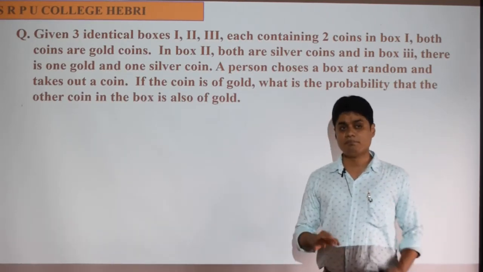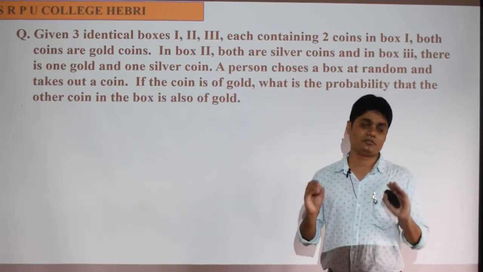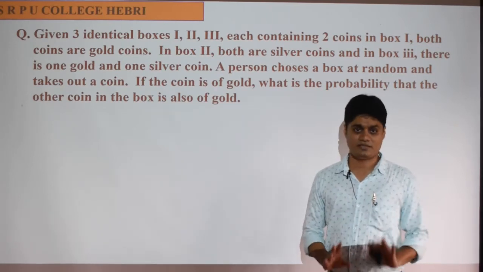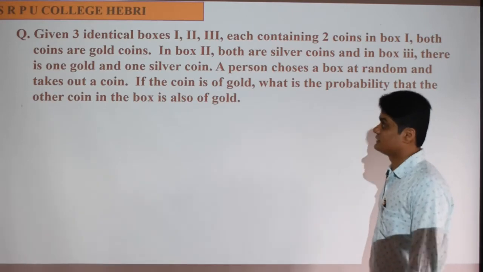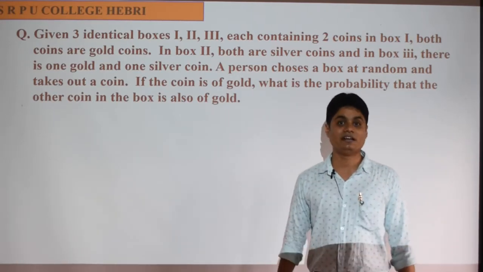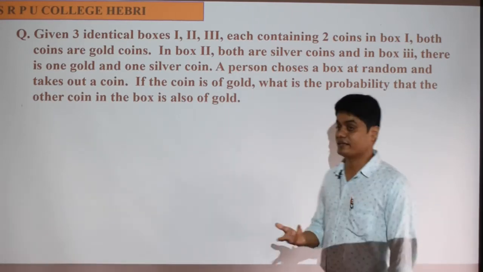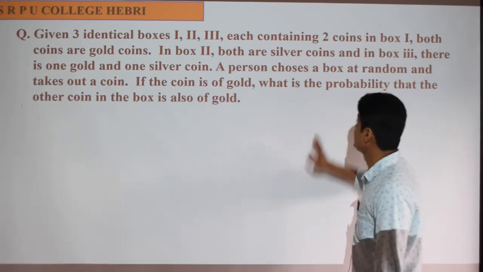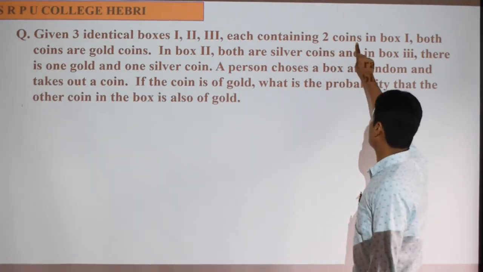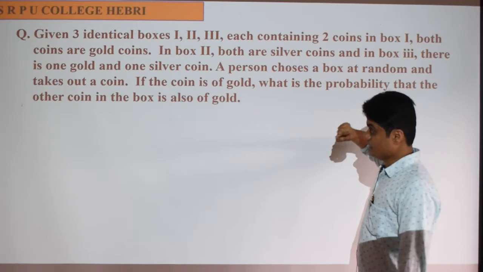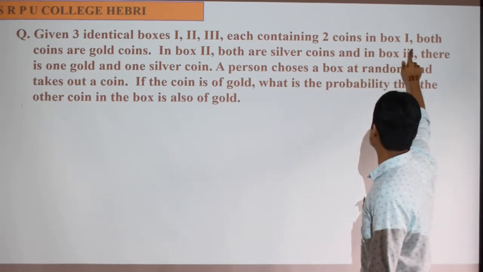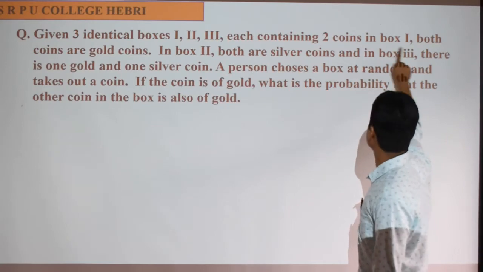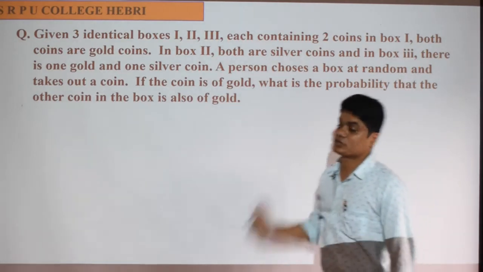Okay, your important task is to understand the question and know how to take the event, that's all. Okay, observe carefully. Given 3 identical boxes, first, second, third, so here it is clear to you, E1, E2, E3, right? Selecting the first box, selecting the second box, selecting the third box. Okay, each containing 2 coins in the box. Each box contains 2 coins. Okay, 2 coins in a box. First box, okay, in box 1, both coins are gold.